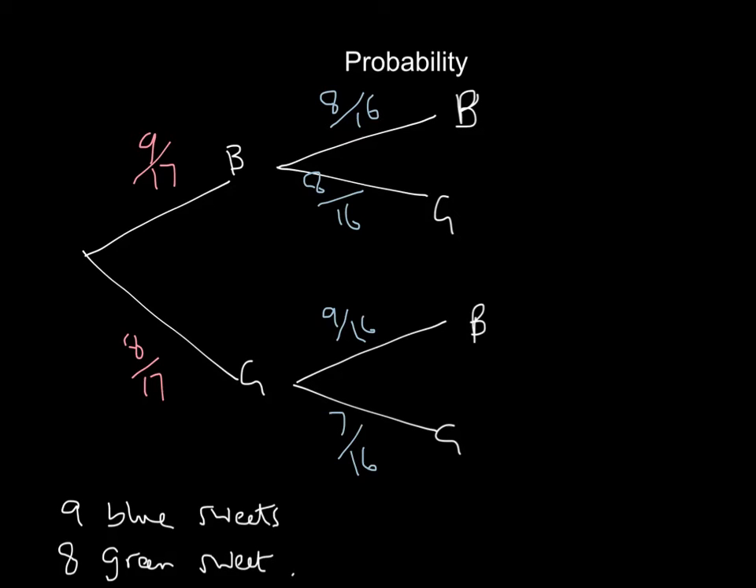Right, we would now work out some questions from this. So if I wanted the probability of eating a blue and a blue, notice that word and. So I'm going to do something like probability of blue and blue is going to be 9/17 times 8/16. This will probably be on the calculator paper, so you would then use your calculator to work this out. I'm not going to bother.